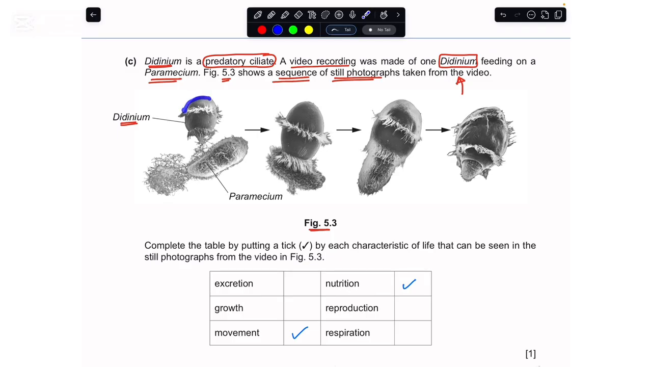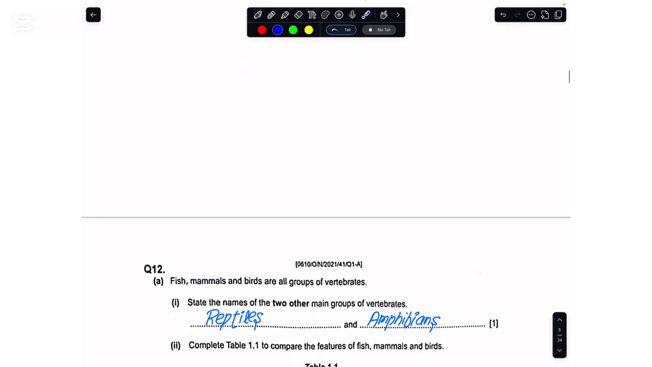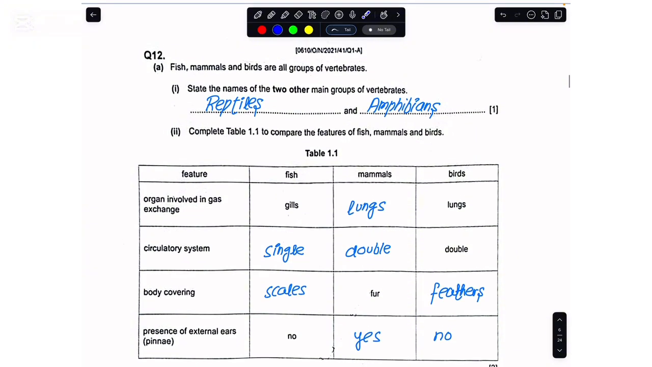Now, if you were to see this Didinium here, and this is a paramecium. So this Didinium is actually feeding on the paramecium, or this is eating it up. So this means that it would be nutrition. Now you see that this has started to go like this and like this. Now you see this is elongating or extending its body, and this is how this Didinium would be showing the movement scenario. So by this you would be scoring 1 mark here.